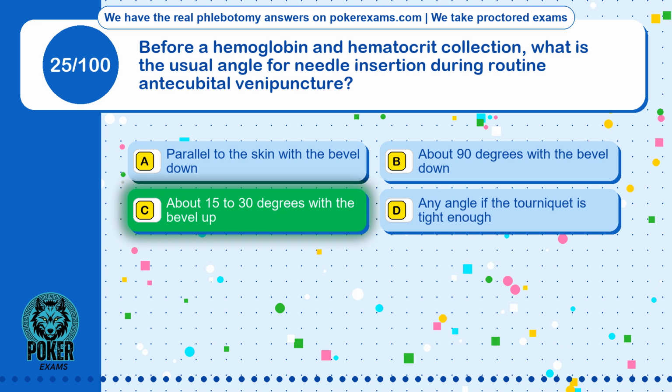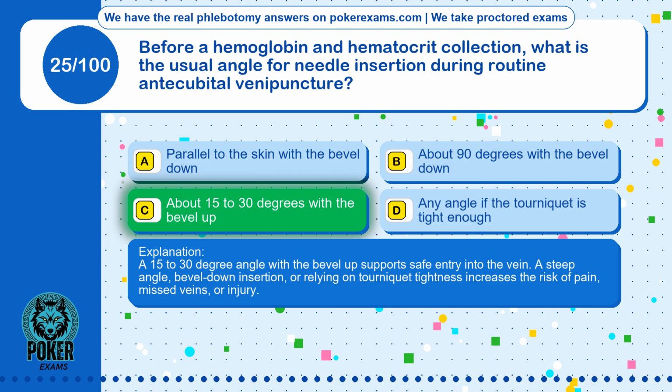The correct answer is option C, about 15 to 30 degrees with the bevel up. A 15 to 30 degree angle with the bevel up supports safe entry into the vein. A steep angle, bevel down insertion, or relying on tourniquet tightness increases the risk of pain, missed veins, or injury.